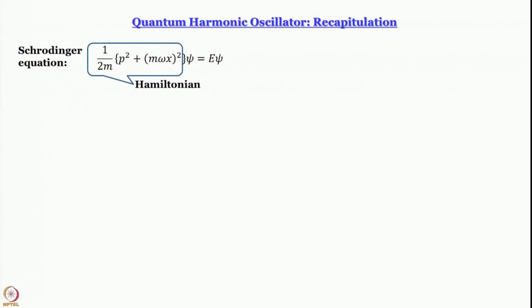But before we begin, let us recapitulate what we have studied so far in this topic. We have studied the Schrodinger equation for the quantum harmonic oscillator, and starting from the elementary form, we have rewritten it slightly in terms of momentum: 1 by 2m multiplied by (p square plus (m omega x) whole square). This is the Hamiltonian. It operates on psi to give us E psi.